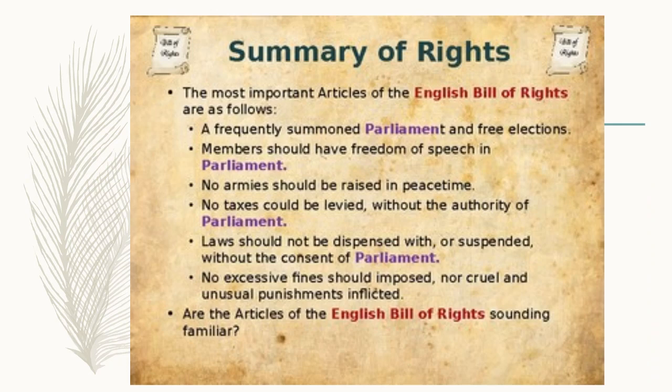A frequently summoned Parliament, so the governing body will meet frequently to make the laws of the people. And at this point, Parliament did have its two houses, right? House of Commons and House of Lords. When did that start? It had started before this. I don't know when it started. So Parliament is somewhat democratically elected, at least the House of Commons, at least by landowning males at this time. So you'd have an elected body meeting to make the laws of the people frequently, free elections.